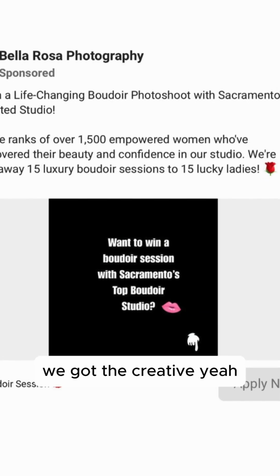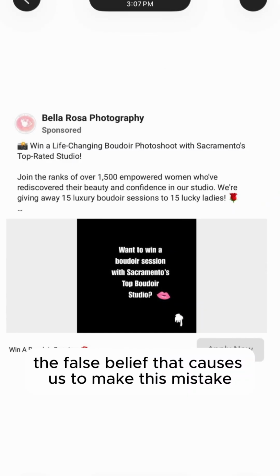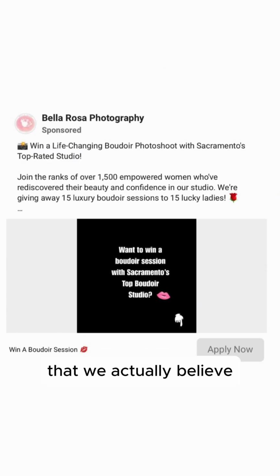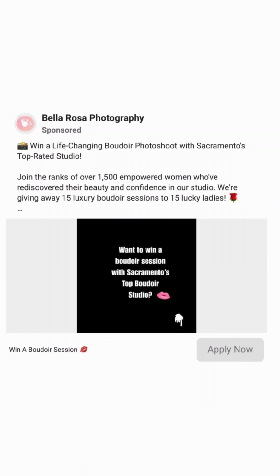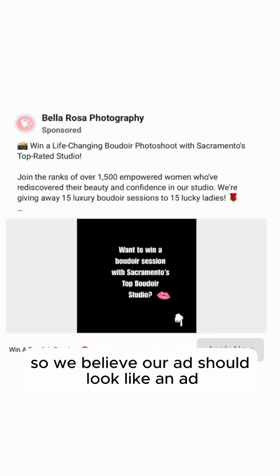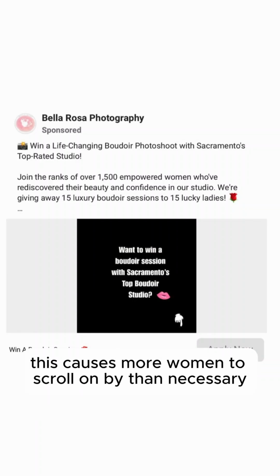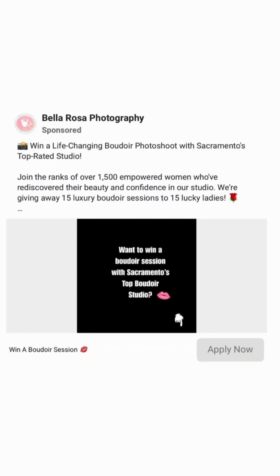We got the looks-like-an-ad mistake with this creative. The false belief that caused us to make this mistake is that we actually believe an ad should look like an ad. That's how we've seen newspaper ads, magazine ads, TV ads, other ads on Facebook, other boudoir ads on Facebook. So we believe our ad should look like an ad. But this is incorrect. This causes more women to scroll on by than necessary, bringing our unique CTR under 6%.